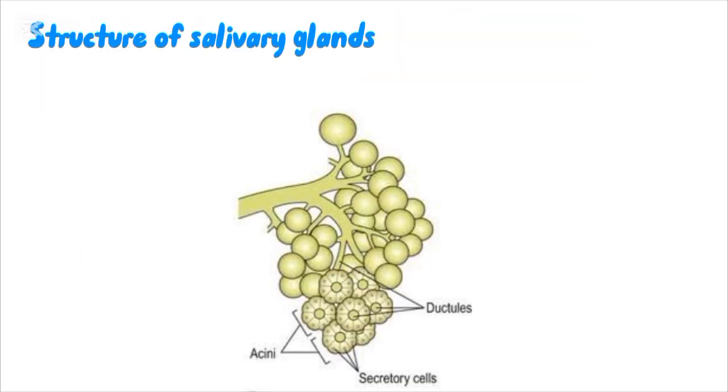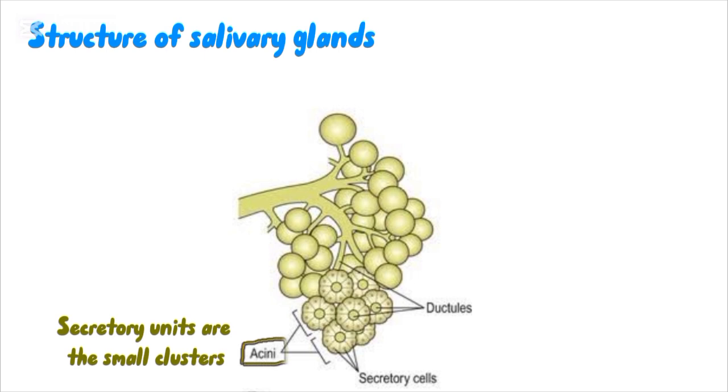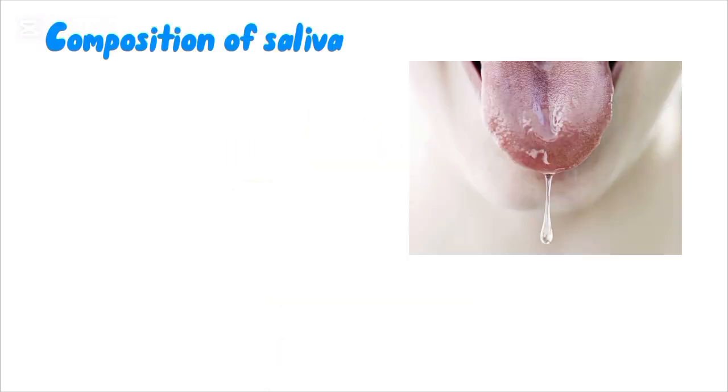Now let's have a look at the basic structure of salivary glands. The secretory units of salivary glands are small clusters called acini that are lined with secretory cells that produce saliva. The saliva is then drained into small ductules that join to form large ducts that ultimately open into the oral cavity. What is the composition of saliva?